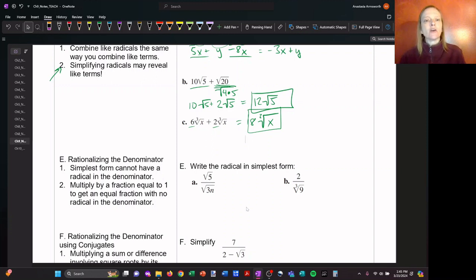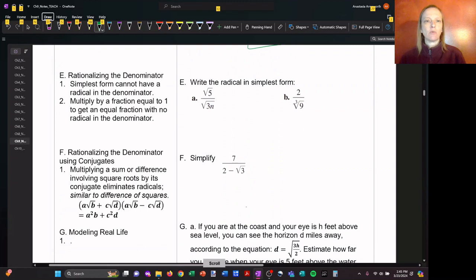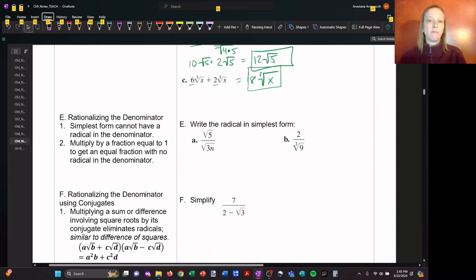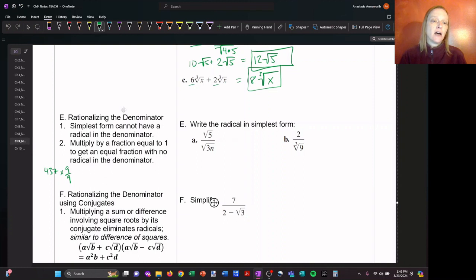The strategy we're going to use here is we're going to multiply by fractions equal to 1. So for instance, just take an example here. If I have 437 as my starting number and I multiply by a fraction like 9/9, that fraction is equal to 1. And so really I'm multiplying by 9 and then I'm dividing by 9. I'm not doing anything to my 437 at all. The answer is still going to be 437.